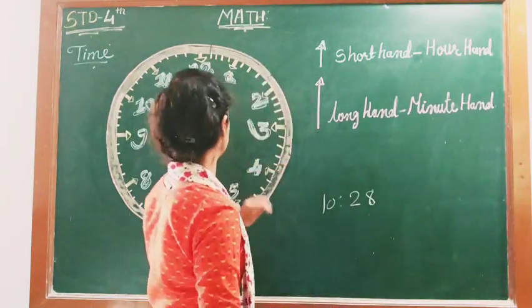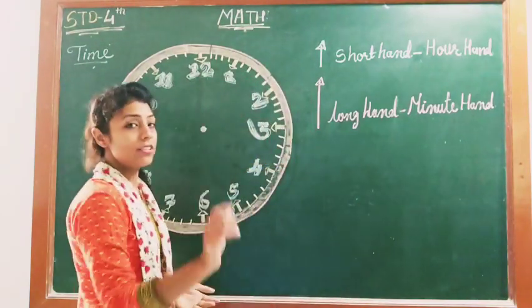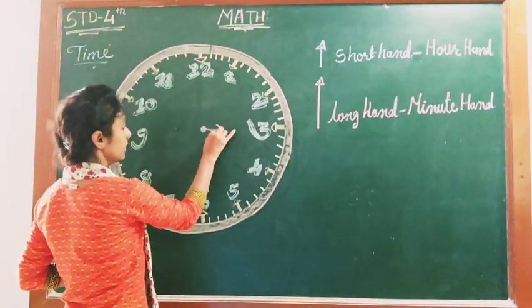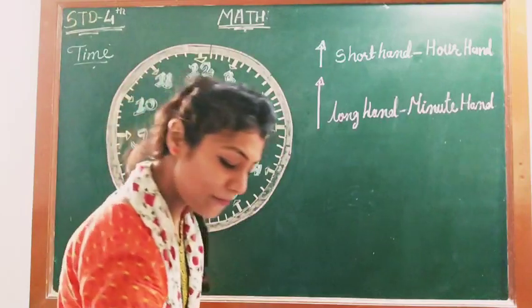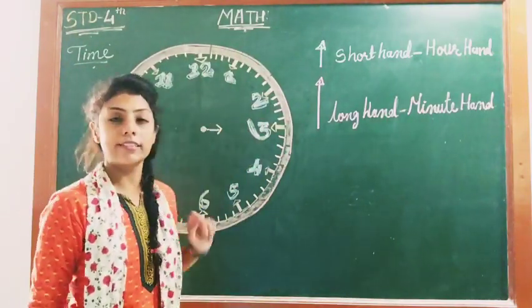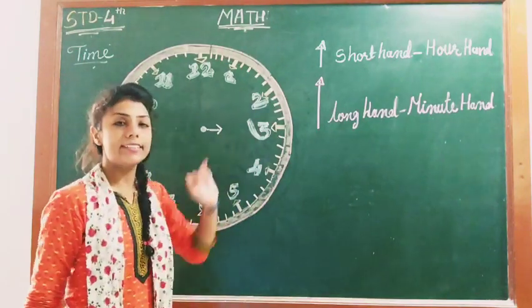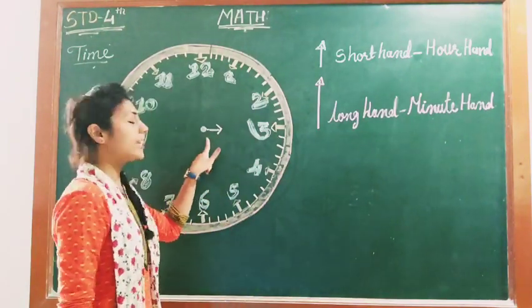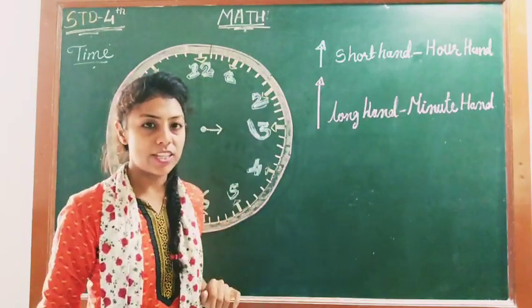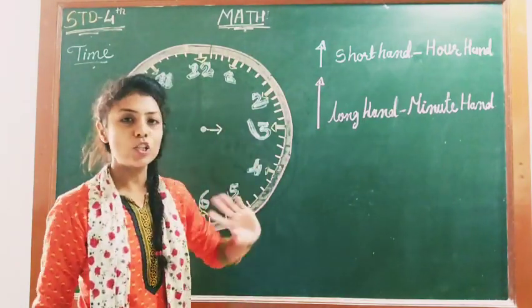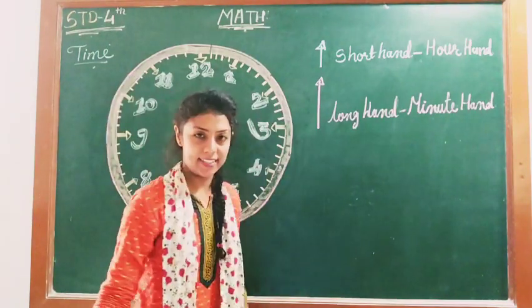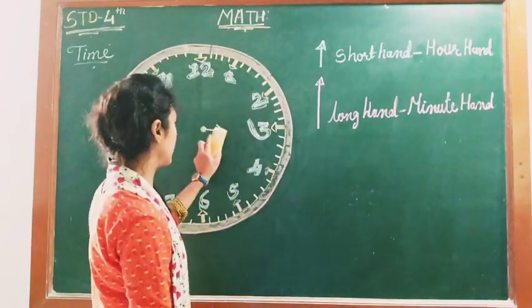Now if we want to see the time, this is the short hand. This short hand points to the 3. So we can see 3 o'clock. वो 3 hour के आसपास कुछ दिखाता है because still there is no minute. So short hand stands for hour. Short hand हमको hour दिखाता है.